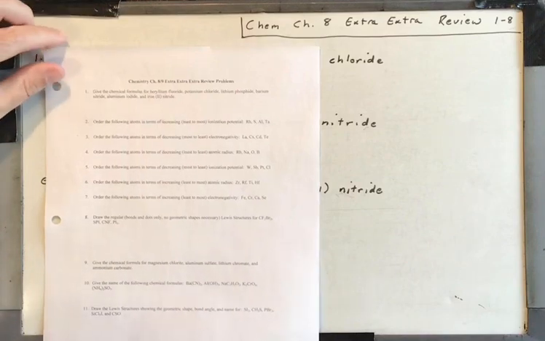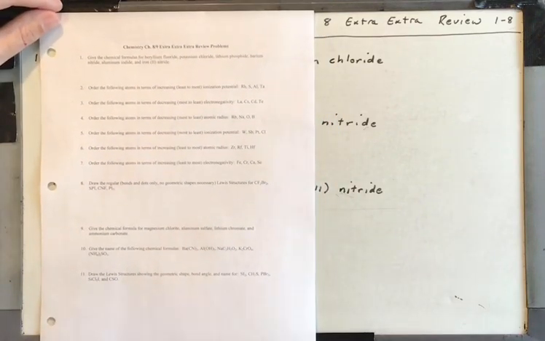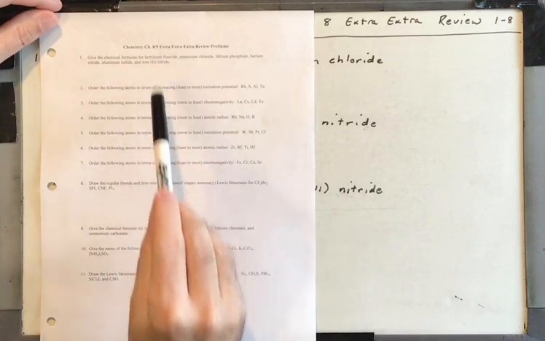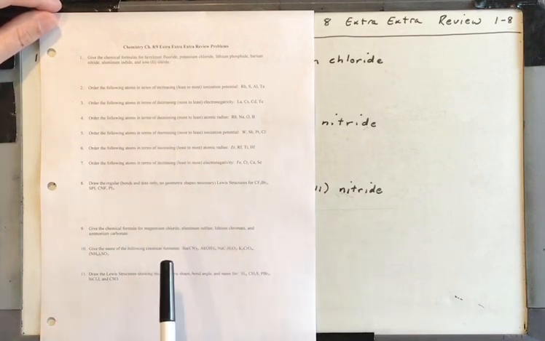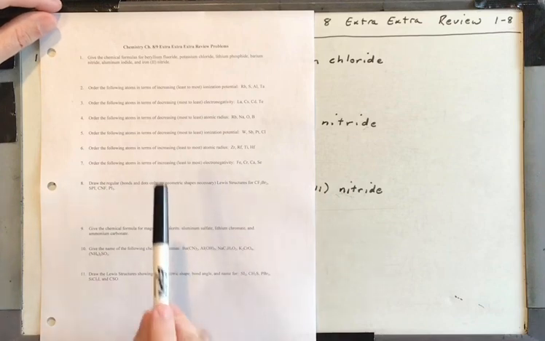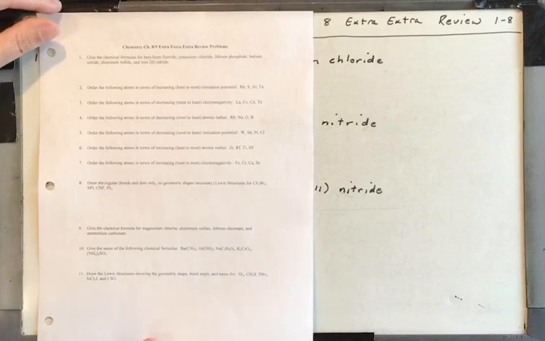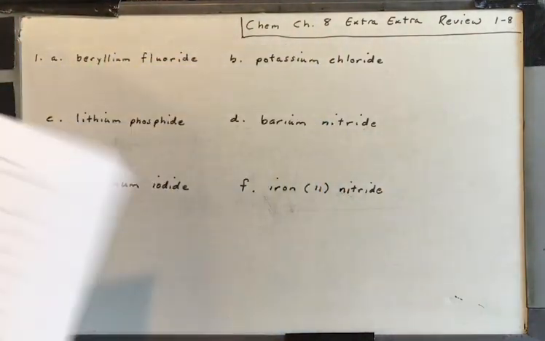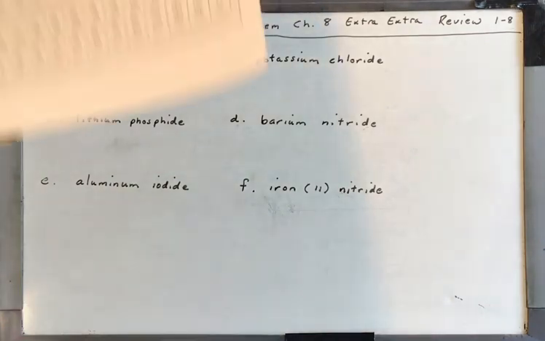In the file section on Microsoft Teams, go ahead and print that paper off, or you can just look at it on your screen if you want. But these are the problems that I will be working through, and what you will need is your periodic table.